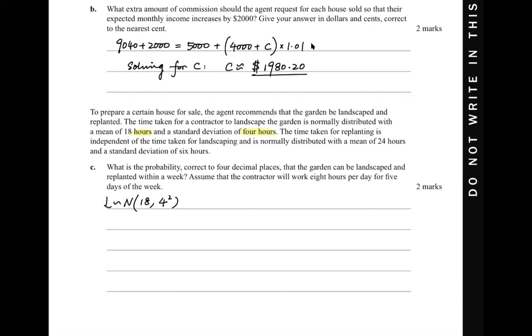Both are hours. The time taken for the replanting is independent of the time taken for landscaping and is normally distributed with a mean of 24 hours and a standard deviation of 6 hours. So replanting is a normal distribution, 24, variance is 6 squared. What is the probability, correct to 4 decimal places, that the garden can be landscaped and replanted within a week? Assume that the contractor will work 8 hours per day for 5 days of the week.